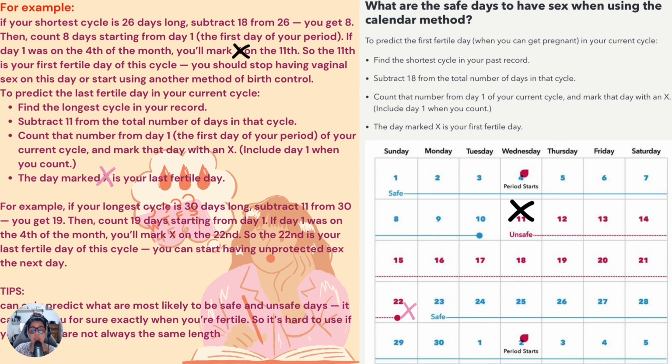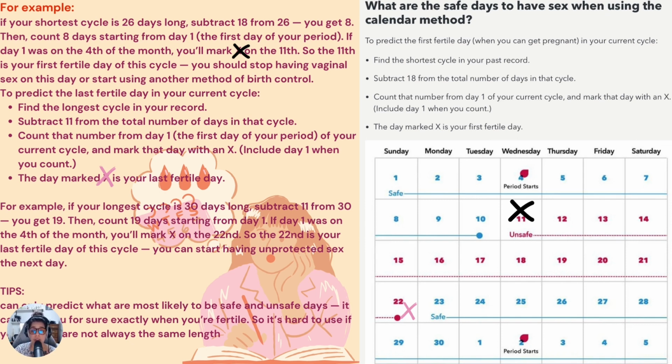If you want to figure out your last day, you wait until your next period, which would be, if this is January, then, oh, it can't be January because there's only 30 days on this calendar. Who has 30 days in their month? Let's say this is April.